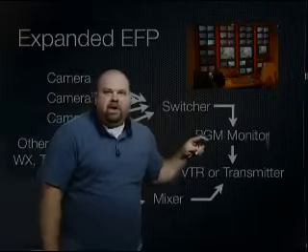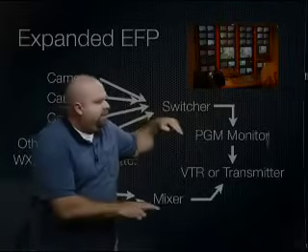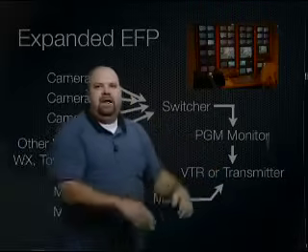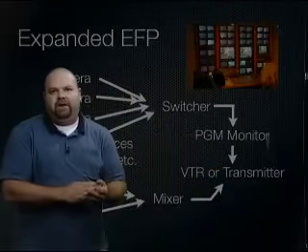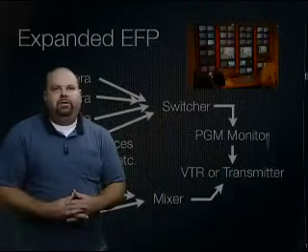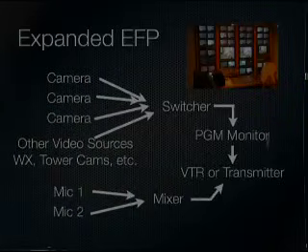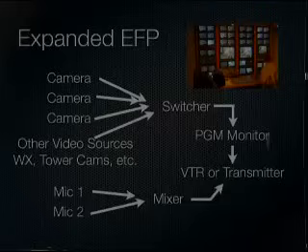The program monitor displays the video, the audio is fed from the mixer, the program monitor or switcher output shows the video, and then those things are recorded either to a VTR or broadcast through a transmitter. So you can see that the expanded EFP system has a lot more capabilities as far as inputs, and you'll find that with things like football games and other things like news, where you've got a lot going on.